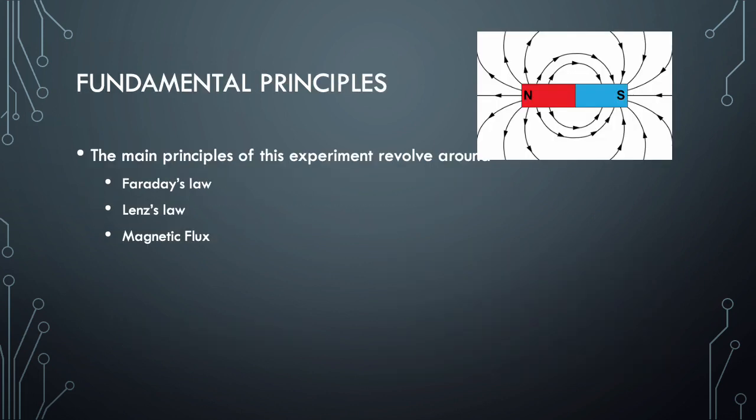There were three main fundamental principles and a few minor ones that I won't go into. Firstly, Faraday's Law, which relates the time-varying magnetic field to a curly electric field, which is seen in this experiment. Lenz's law, which states that the direction of the magnetic field produced from an induced current is opposite to the direction of the external magnetic field. And magnetic flux, which measures the total magnetic field in a given area.